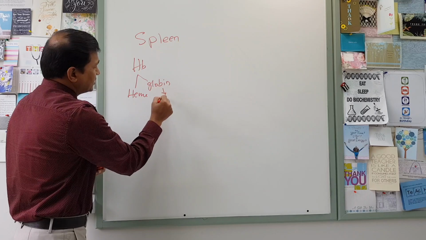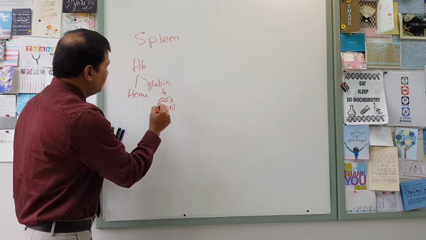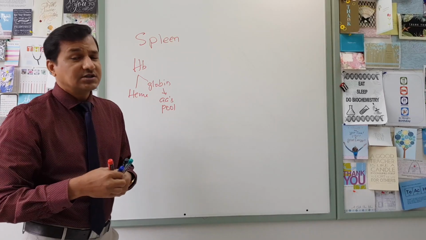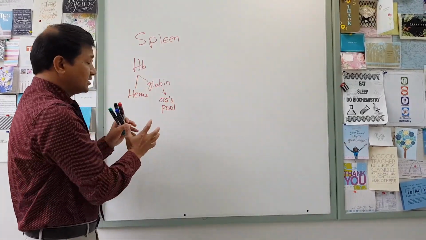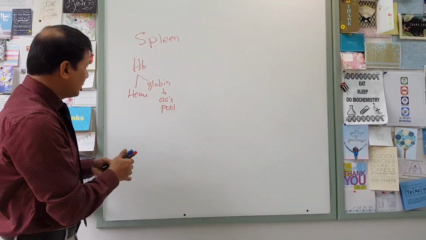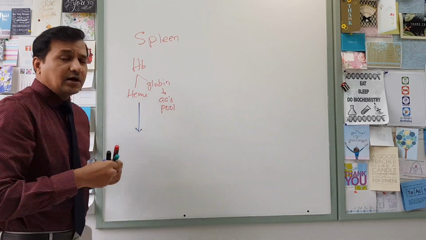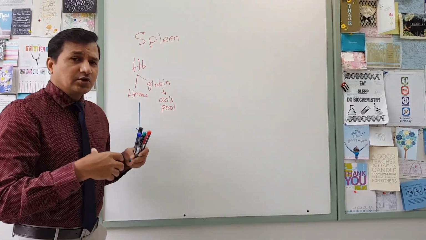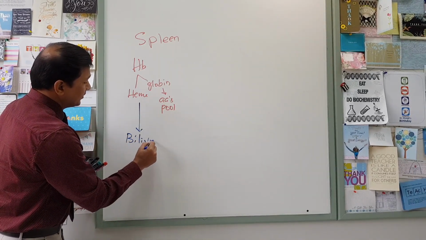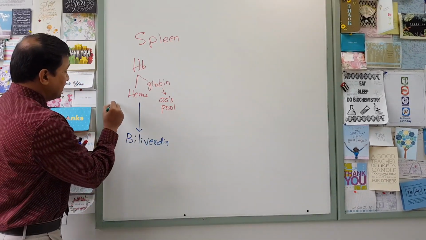Now, what happens to the globin? Globin will go into the amino acid pool. Whereas the heme will get into the heme oxygenase reaction. The heme oxygenase is present in the cells of the spleen. So, what will happen to the heme here? Heme oxygenase is going to break the tetrapyrrole ring, giving rise to biliverdin. So, there will be formation of biliverdin.